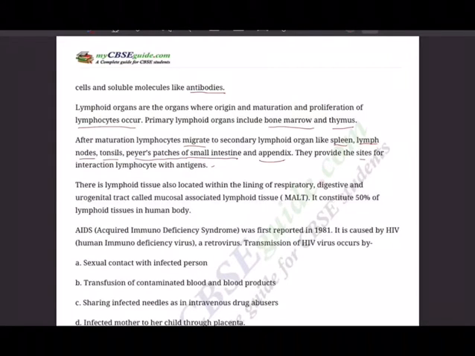There is a lymphoid tissue also located within the lining of the respiratory system, digestive system, and urinogenital tract, called MALT. Again, this is one more question in the CBSE exam. Expand MALT. M stands for mucosal, A stands for associated, L stands for lymphoid, T for tissue. So MALT expansion is mucosal associated lymphoid tissue. It constitutes 50% of lymphoid tissues in the human body.